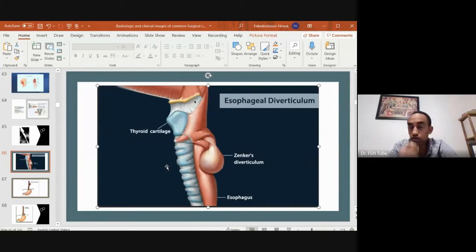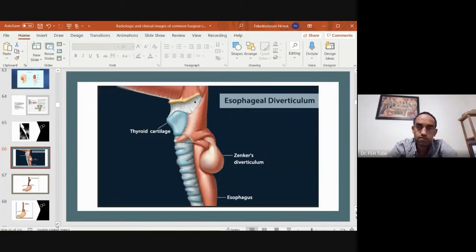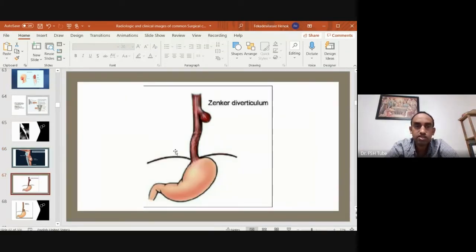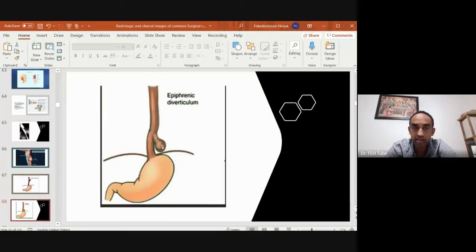What other kinds of diverticula do you know in the esophagus? Yes, epiphrenic, traction diverticula, excellent. You guys are amazing. So this is Zenker's. This is traction, and epiphrenic. Epi means above or upon, so epiphrenic means above the diaphragm. This is the diaphragm, above the diaphragm, epiphrenic. It's also a pulsion diverticulum, because of increased intraluminal pressure. Zenker's is also due to increased intraluminal pressure.